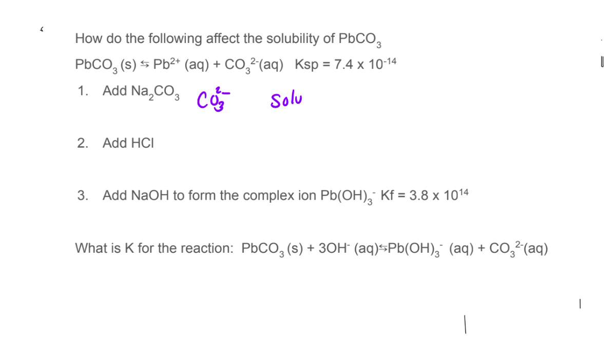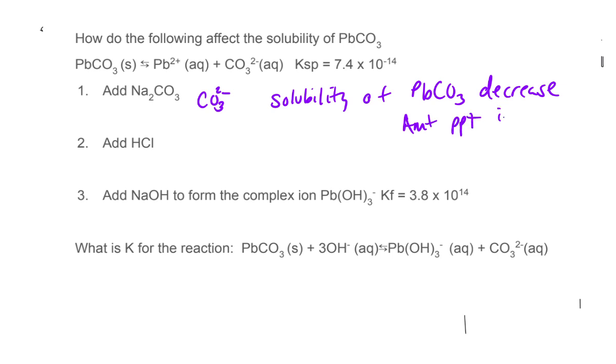So the solubility of lead carbonate will decrease. Alternatively, the amount of precipitate increases. So make sure you understand the difference in thinking about that. Amount of precipitate increases means it's less soluble. Everyone okay with that? Oh, and PPT is precipitate.